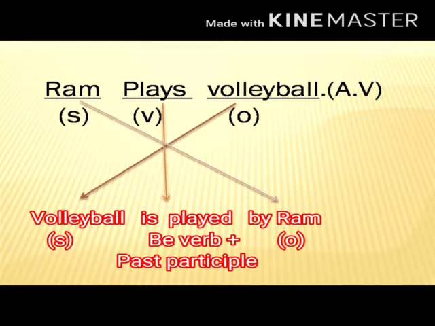The verb of active voice sentence is changed as be verb plus past participle in passive voice. Here, the verb plays is changed as is plus past participle played. And we added by here to say the doer. Then, the subject of active voice sentence is changed as the object of passive voice sentence. The subject Ram in the active voice sentence is changed as the object of passive voice sentence.